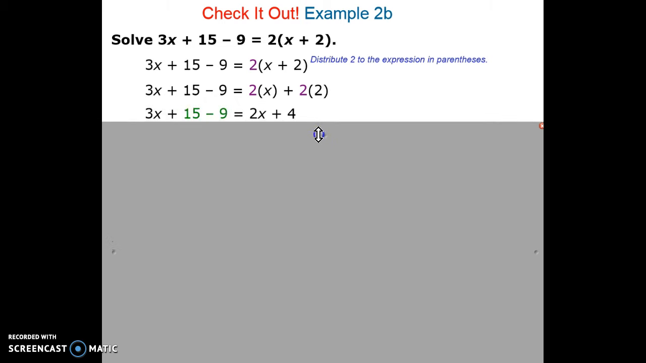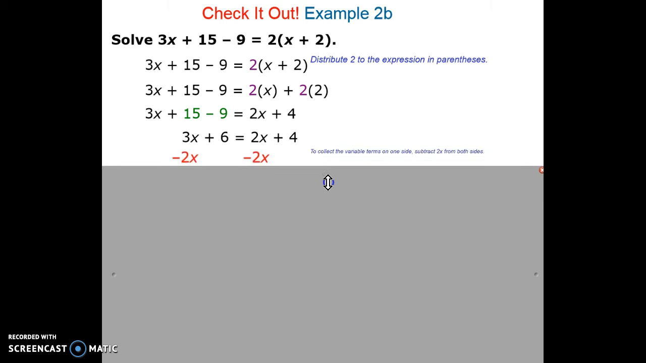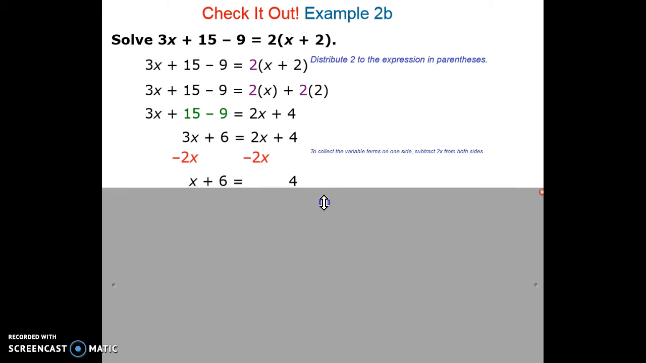Now, the next thing I need to do is simplify the left side of the equation, because I've got a 15 minus 9, and you're saying, oh, well, of course, that's just 6. Now you've got 3x plus 6 equals 2x plus 4. Now we're back in familiar land. Again, I'm going to move that 2x over. I'm not really moving it, but I'm subtracting 2x from both sides, and I'm maintaining equilibrium, right? What I do to one side, I do to the other side.